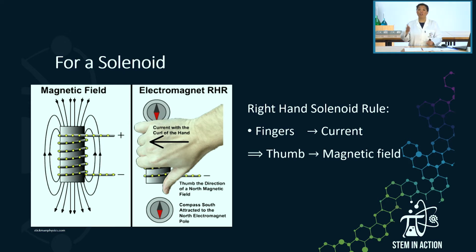But now we're going to use our right hand slightly differently. In this case, we're going to take our fingers and point them in the direction of the current. So if we look at the left-hand side, we can see the current is going from positive to negative. If I take my fingers like this, and point and curl them around, my thumb points down. So my fingers are curling in the direction of the current, and my thumb points down naturally as I use the right-hand solenoid rule, and it points in the direction of the magnetic field. It points to the North Pole.